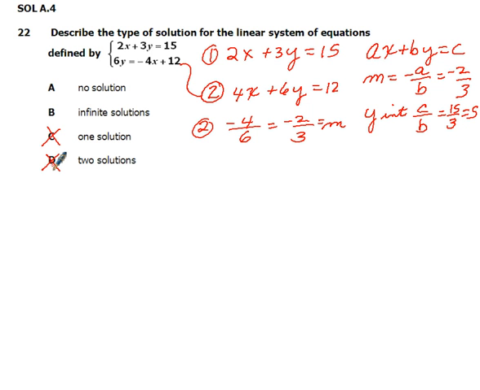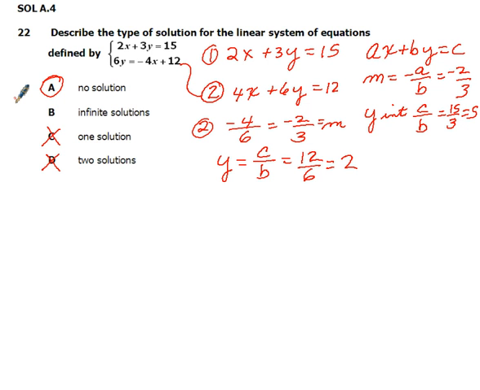Now what we need to do is find the y-intercept of the second line, which is equal to c over b again, which is going to be equal to 12 over 6, and that is 2. So we have two lines that have the same slope and two different y-intercepts, which means the lines must be parallel, so there is no solution for that question.